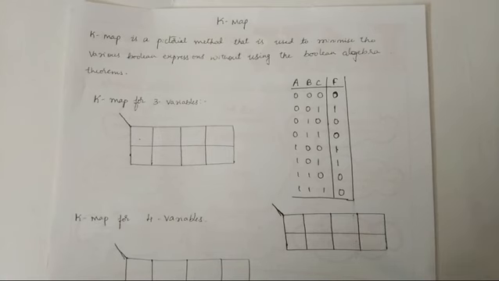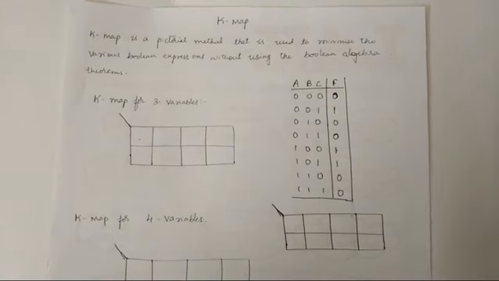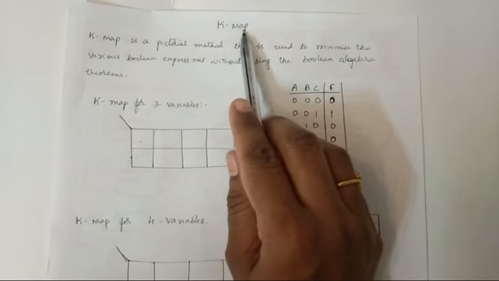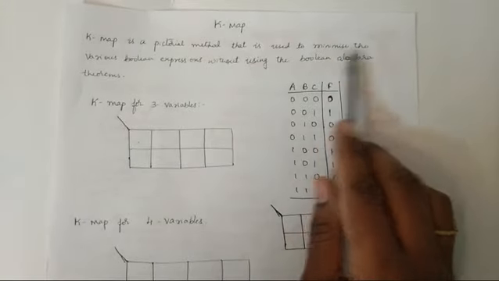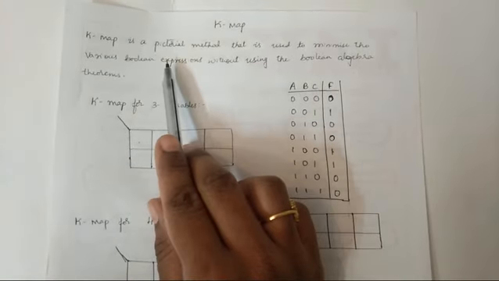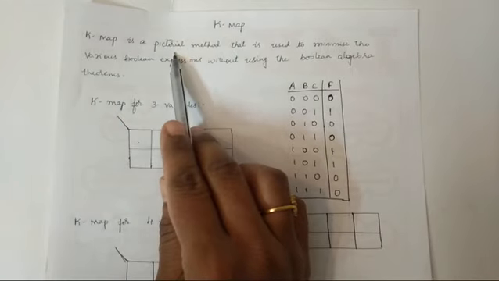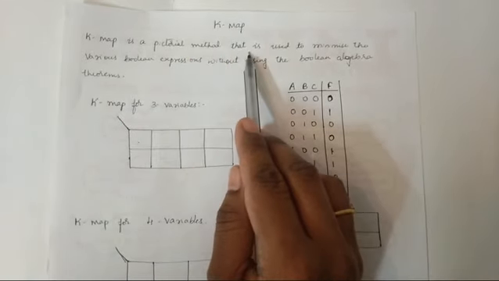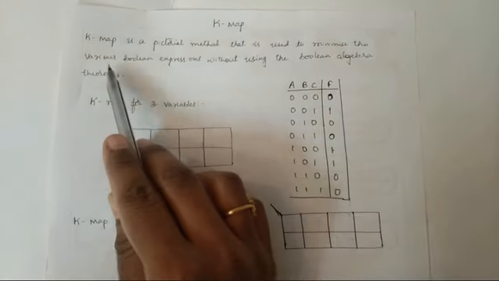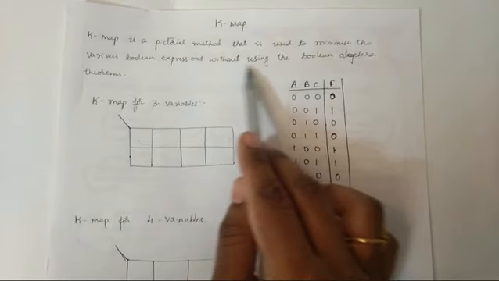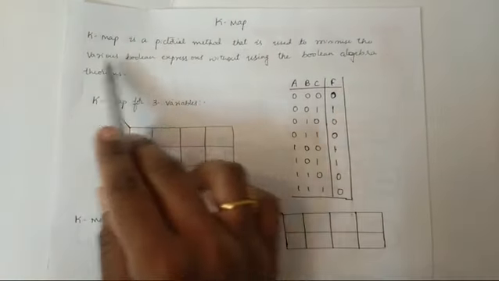In the previous videos, we have discussed how to minimize the Boolean expressions using the various postulates as well as by using the theorems. Similarly, this K-map is one more method to minimize the Boolean expressions. So what is a K-map? K-map is a pictorial method that is used to minimize the various Boolean expressions without using the Boolean algebra theorems.